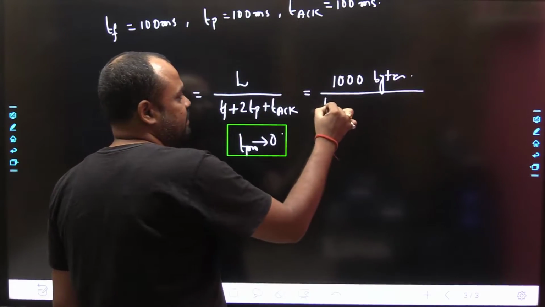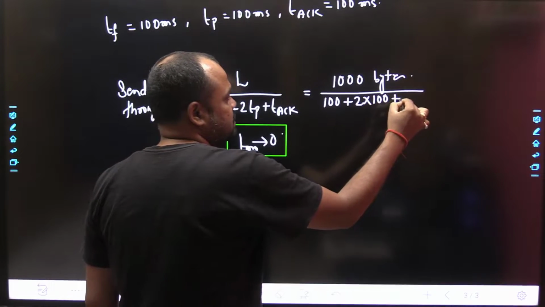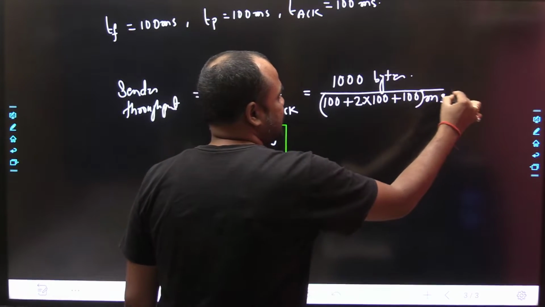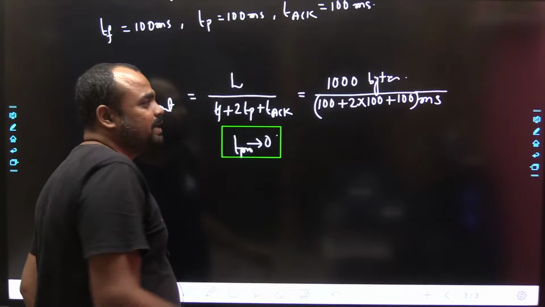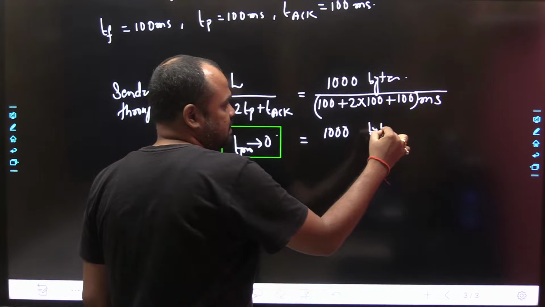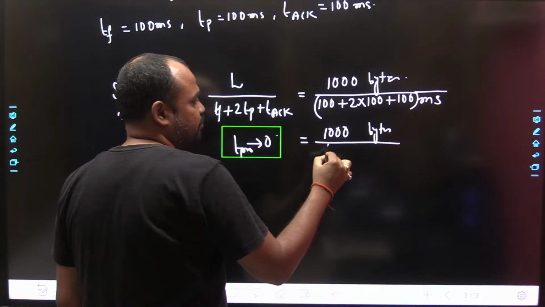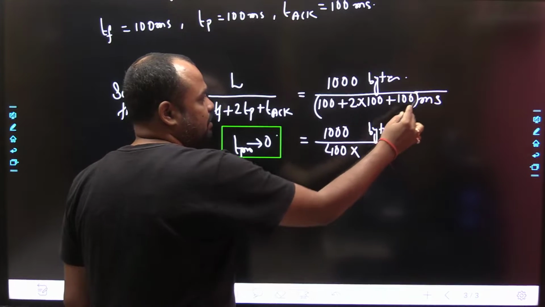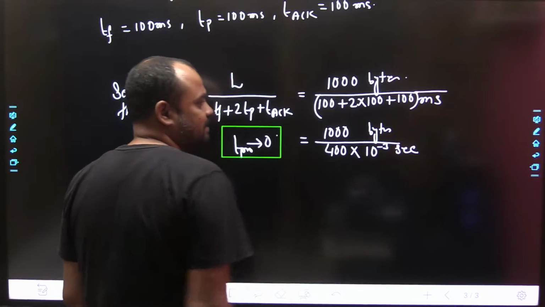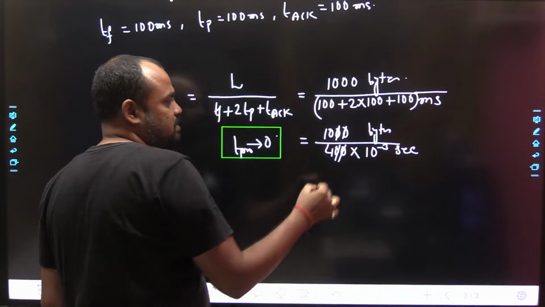So what is the TF? TF is 100 plus 2 into TP, TP is also 100, plus T of ACK 100, and this is coming out in millisecond. So ultimately this will become 1000 bytes divided by 100, 200, 100, 400. Convert the milli into second. So this is 10 to the power minus 3 second. Yes or no? From this, the 0 will be cancelled, and this 0 will be cancelled.